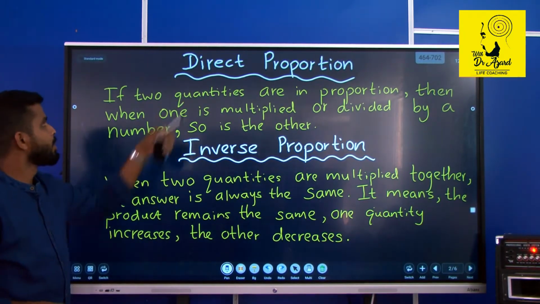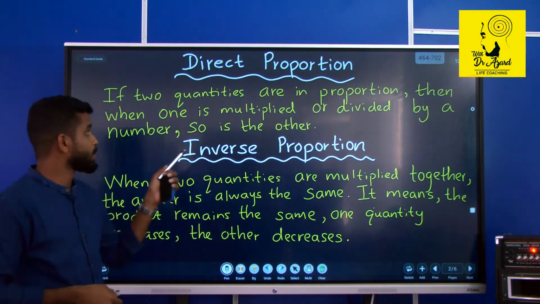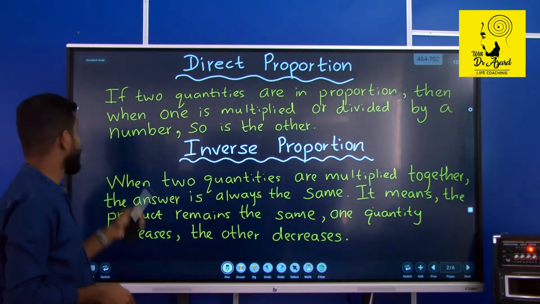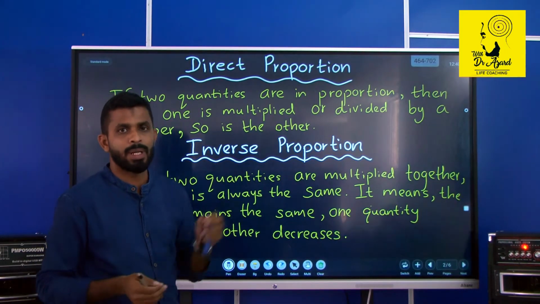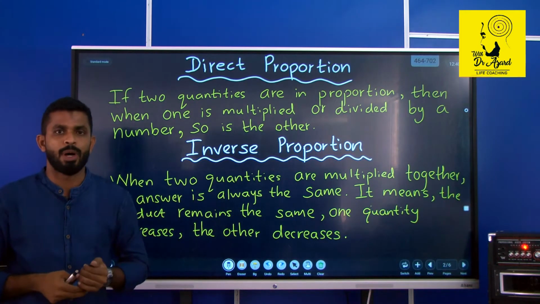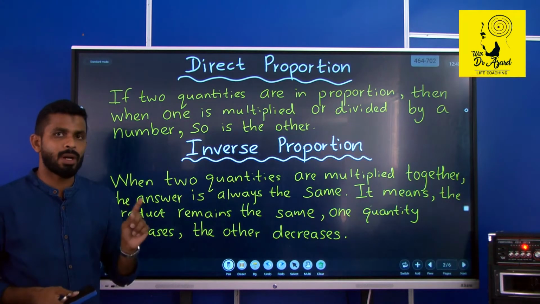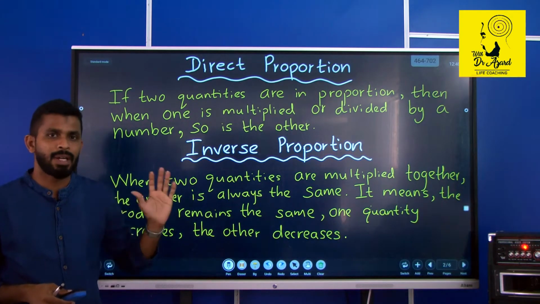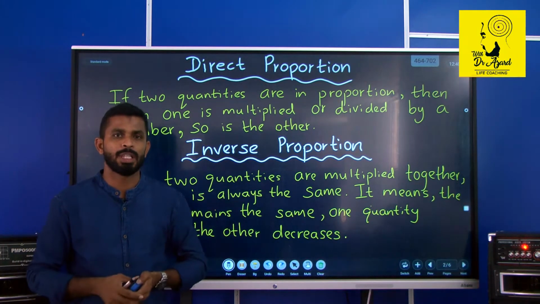So here we'll be looking at direct proportion and inverse proportion. Direct proportion: if two quantities are in proportion, then when one is multiplied or divided by a number, so is the other. Just say I'm going to buy one chocolate which costs 2 pounds, and I'm asking you a question: if I buy 5 such chocolates, how much should I pay the shopkeeper?